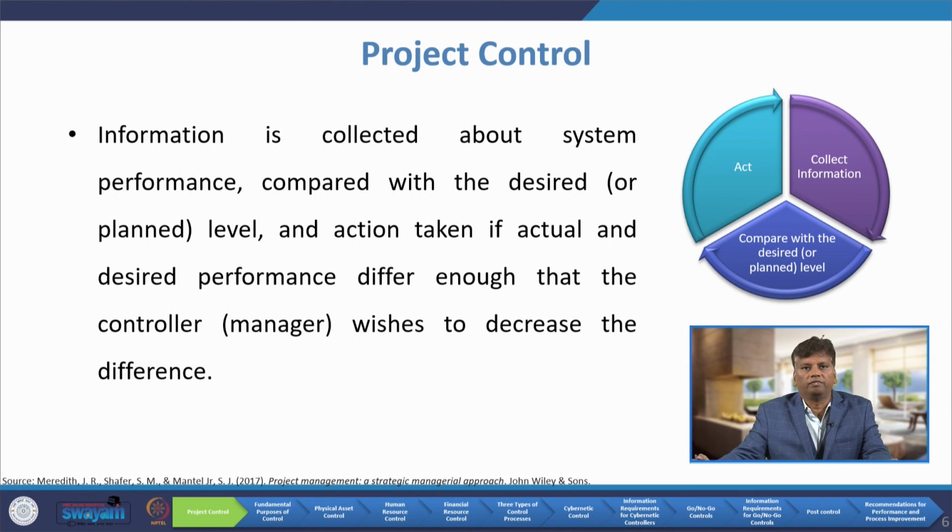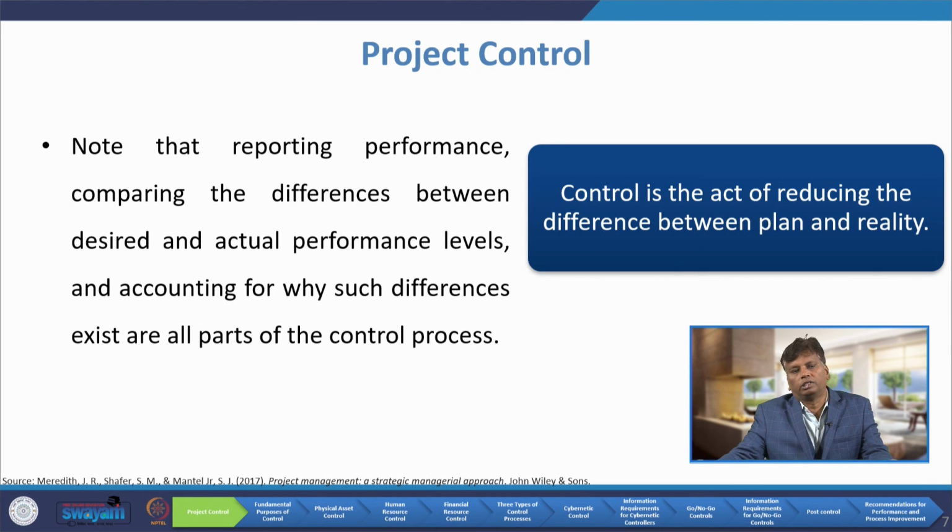So, what we see is what is planned and what is actual. If there is a difference, then the project manager has to take some action. Note that reporting performance, comparing the difference between desired and actual performance levels, and accounting for why such differences exist are all part of the control process. The main purpose of control is the act of reducing the difference between plan and reality.